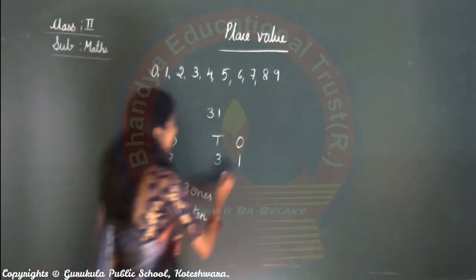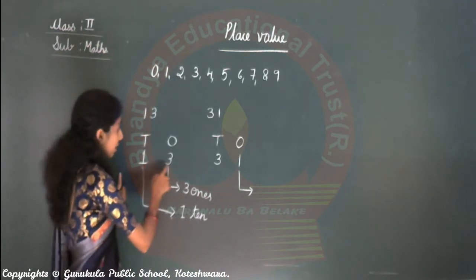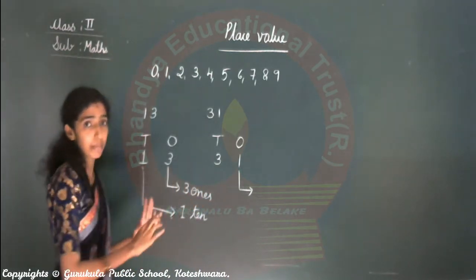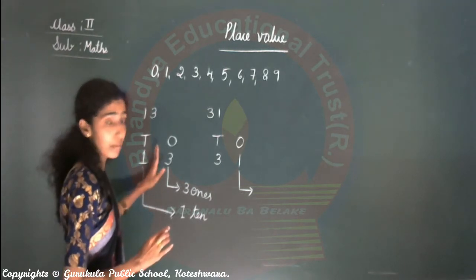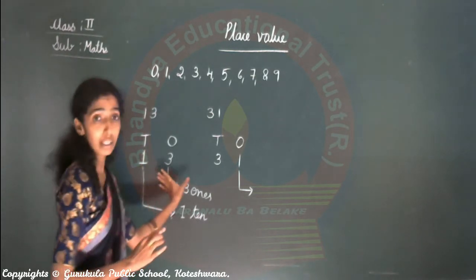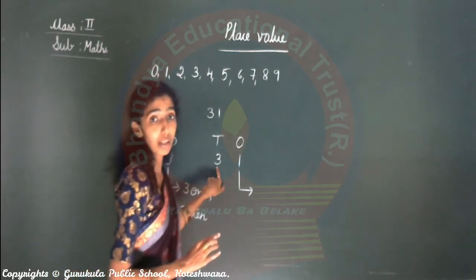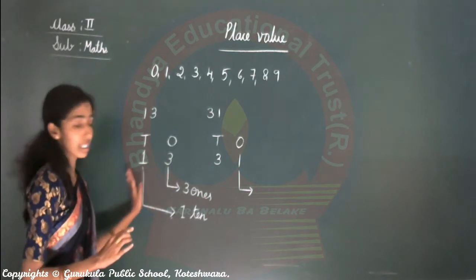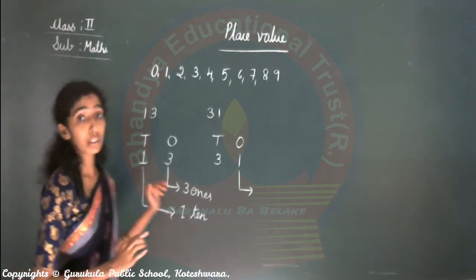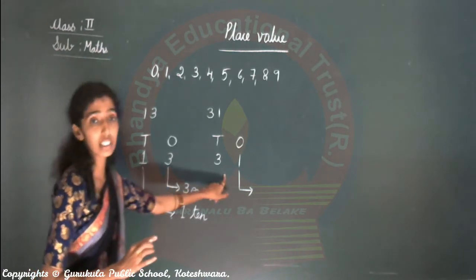See, the digits are the same, 1 and 3, 3 and 1. The digits are the same, but the value of the digit is different. The digit is the same, but the number name is different. It is 30, it is 31. Both sides have the same digits, but the numbers are different.